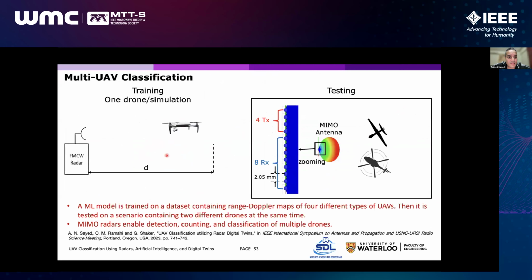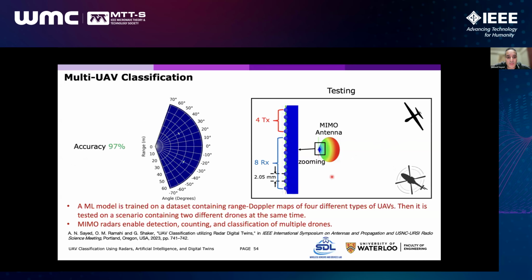Then we test the trained model on a different scenario, consisting of 2 different drones moving towards the radar at 2 different angles. And it can be shown here that the radar could accurately detect the angle and the number of drones, and the machine learning model could accurately classify both drones.